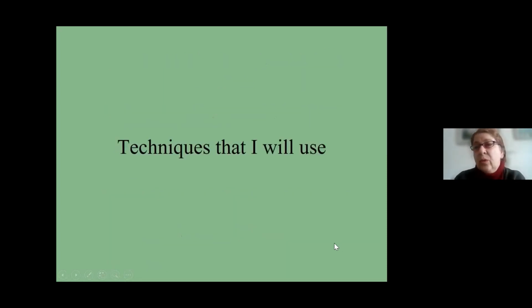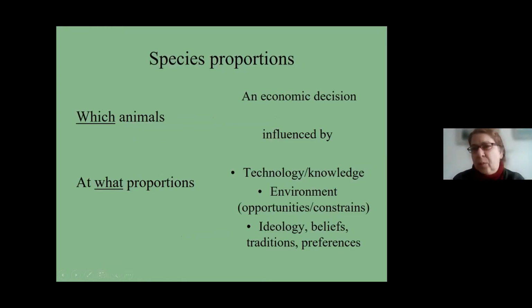The techniques that I will use in discussing these bone assemblages are first the species proportions, as we say. The most common one always done in zooarchaeological studies. I want to see which animals are found in the site and in what proportions. This is an economic decision of the people, which of course is influenced by a number of other things, like technology and knowledge of the time, environment as it is expressed by opportunities and constraints, and obviously also ideology, beliefs, traditions, and preferences.